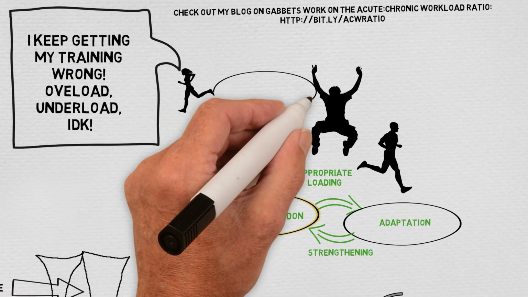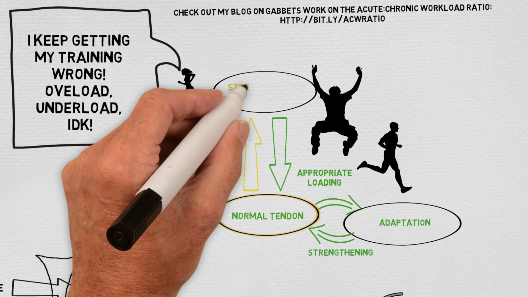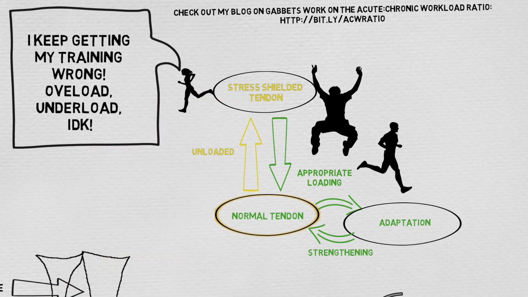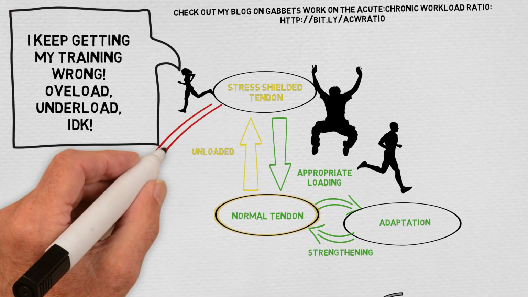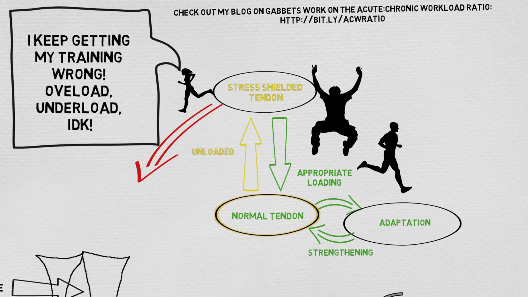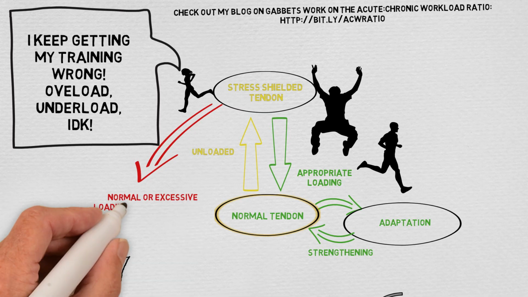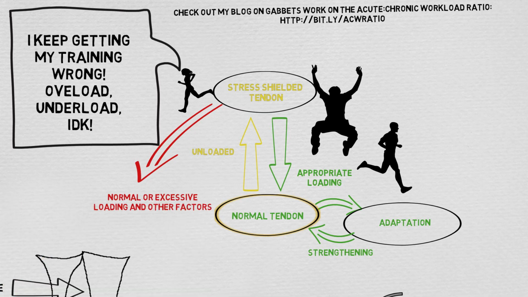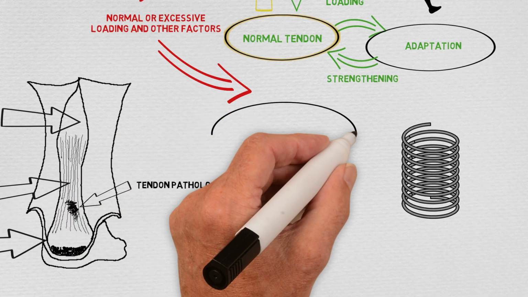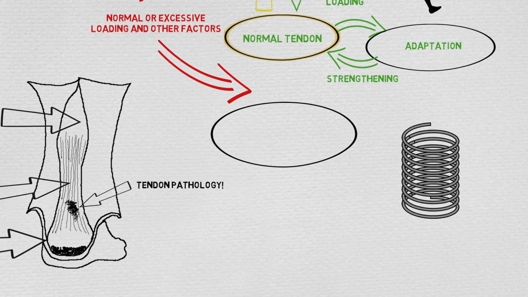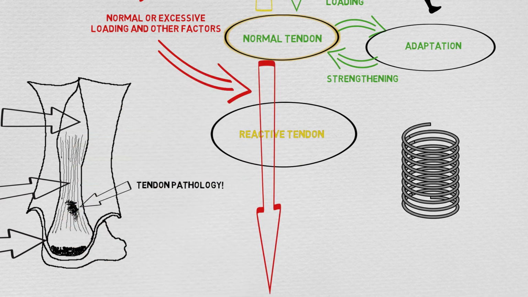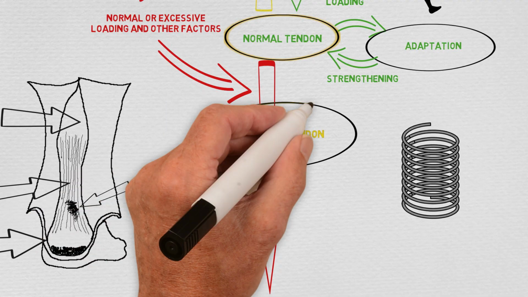In these cases, the unloaded tendon becomes stress-shielded, whereby the superficial portion of the tendon bears too much load and the deep portion too little. The stress-shielded tendon under either normal or excessive loads, plus or minus other factors such as bone spurs, diabetes, statin use, etc., can become reactive. In the same way, a normal tendon, when subjected to excessive load, can become reactive.